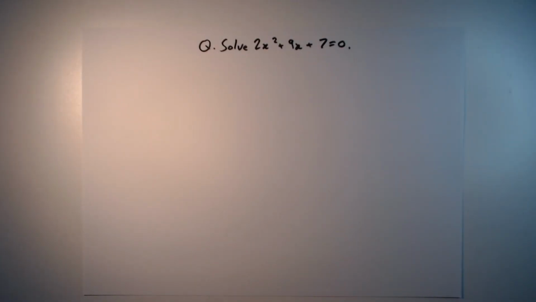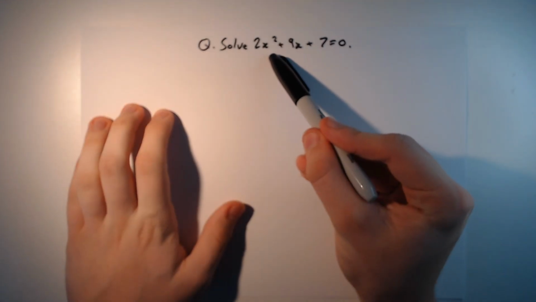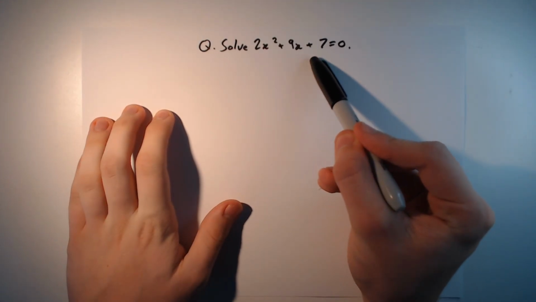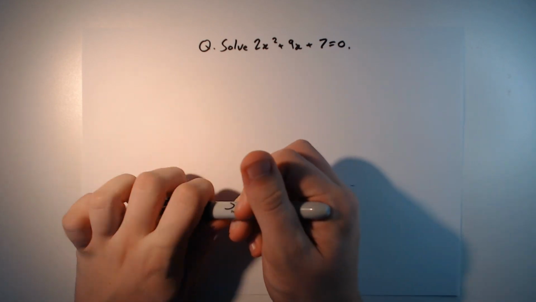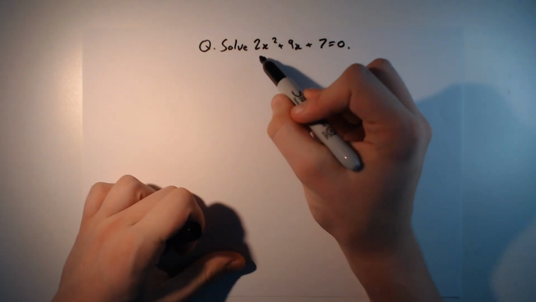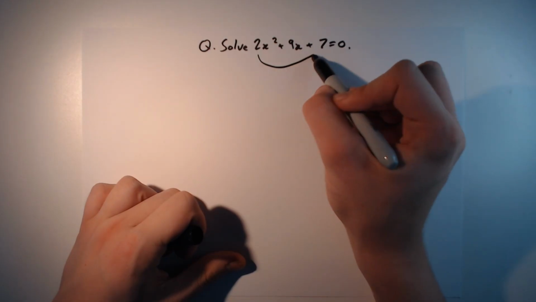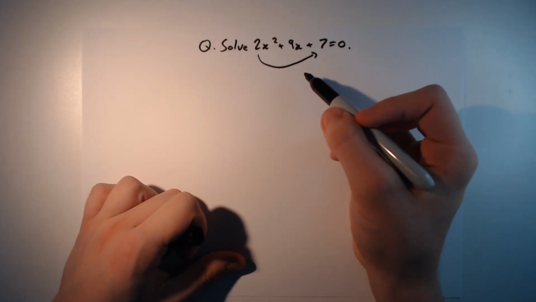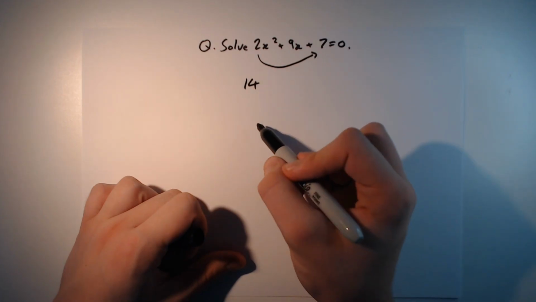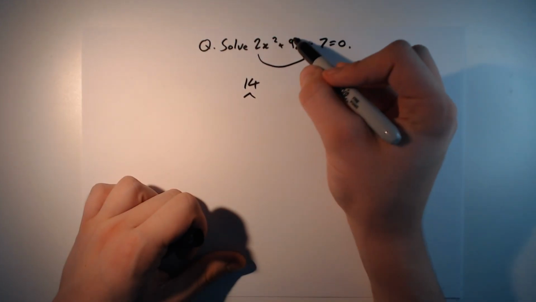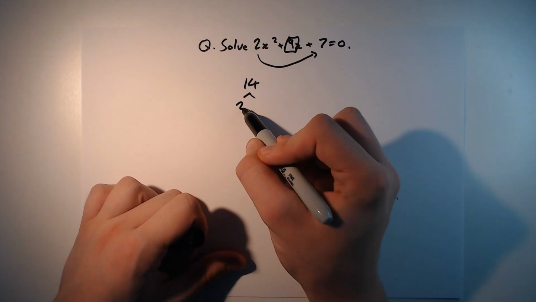Okay, so this is our first practice question. Solve 2x squared plus 9x plus 7 equals 0. So we start just as we did in the explanation, by multiplying 7 by 2 to get 14. And then we split it apart. What adds up to get 9? 2 and 7.